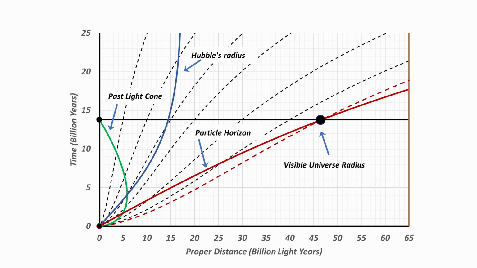Observers closer to that could see light emitted between the Big Bang and now, but those away more than 46.7 billion light-years have not received that light yet. However, the universe was opaque for about 400,000 years.